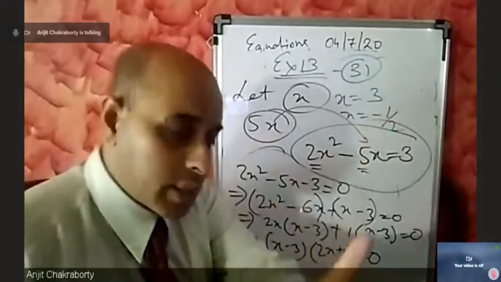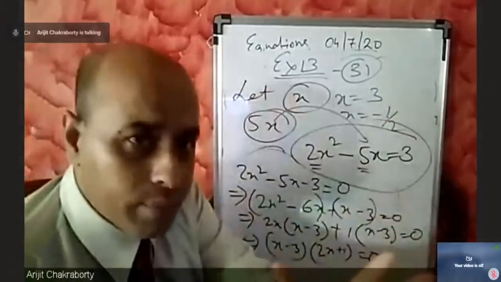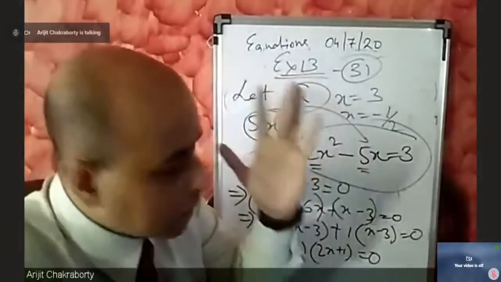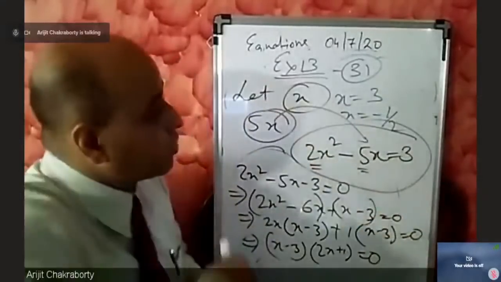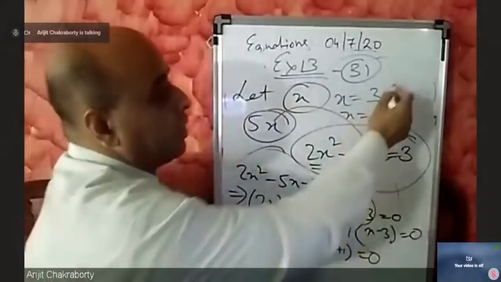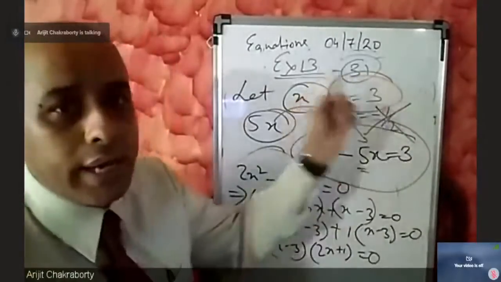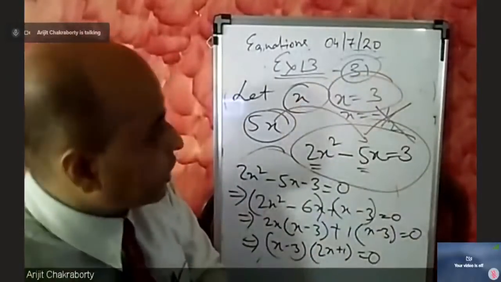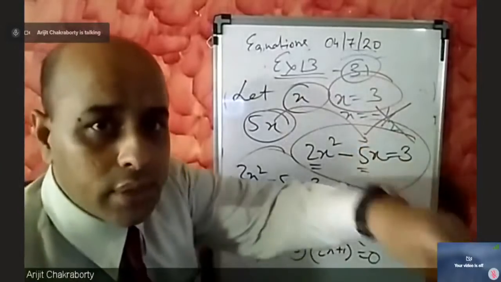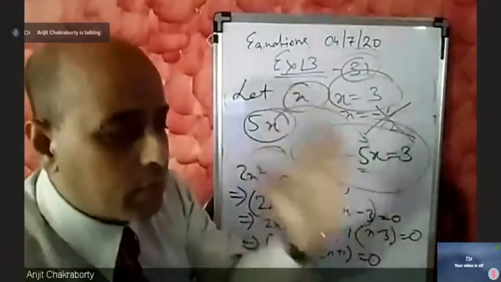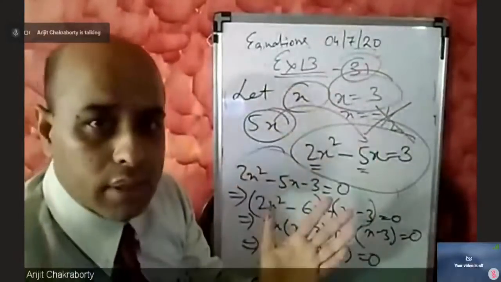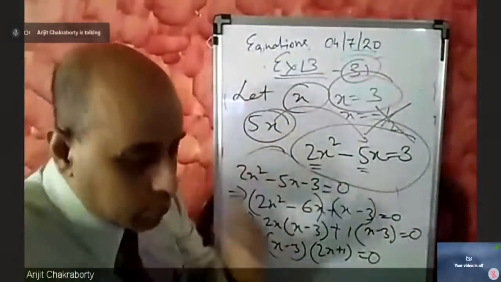But please remember, in the problem it is clearly given that the number is a positive whole number. Therefore, this option is not correct. Only this option is correct. X has to be equal to 3. It cannot be minus half because in the problem itself, it is clearly mentioned that it is a positive whole number. Right? So this was example number 13.